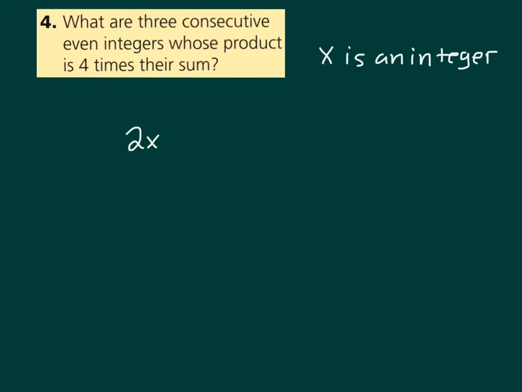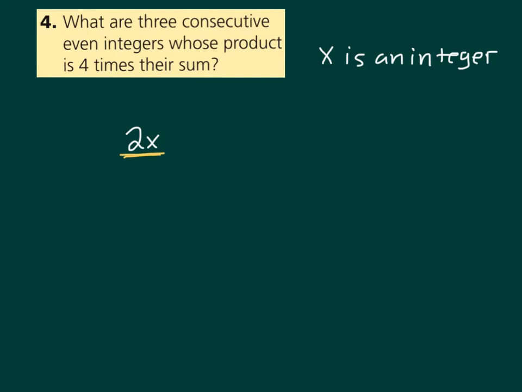Right? 2 times 1 is 2, 2 times 2 is 4. So if you multiply an odd number by 2, it's even. If you multiply an even number by 2, it's even. So how do we write three consecutive even integers? We have 1 here. What would be the next even integer after 2x?